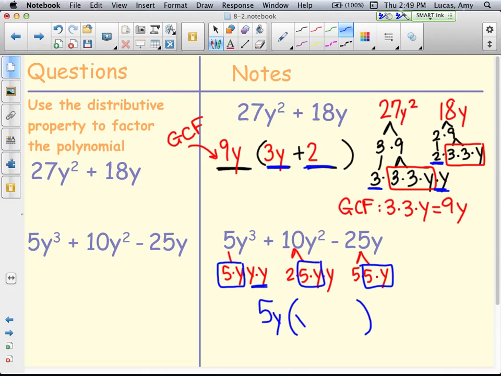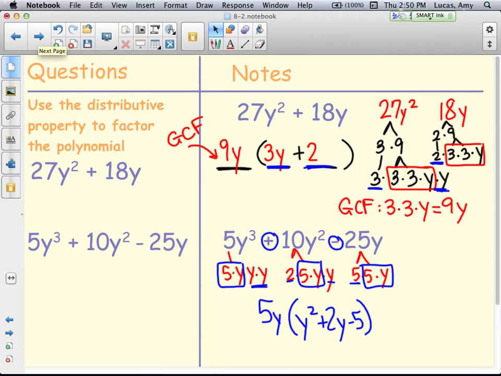Y times y, so y squared, plus 2 times y, so 2y, minus 5. That's my factored form. So I've pulled out their greatest common factor. So 5, if you look at the coefficient numbers 5, 10, and 25, 5 is the greatest common factor of those numbers. And then the variable parts, the greatest common factor of the variables is just y, because that last term only had one y in it. So I couldn't take out more than 1.